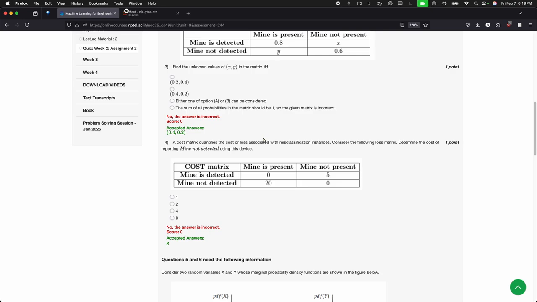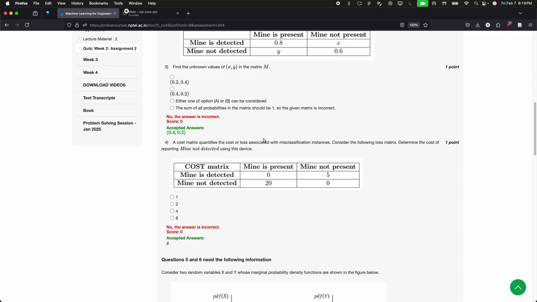So what you are saying is 0.8 into 0 plus 0.4 into 5, that gives me 2. Correct? This is what you are saying. But I think it should be column sum property, no? Yeah, it should be column sum property.